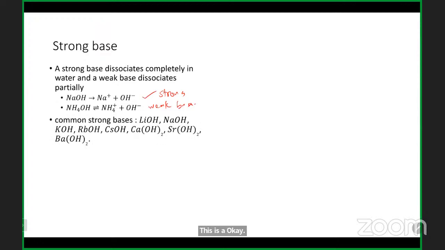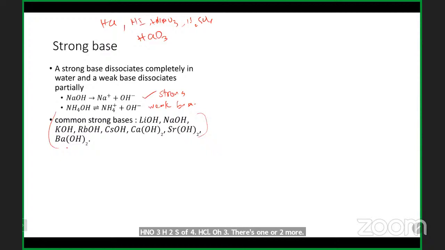The common strong acids that we would encounter are HCl, HI, HNO3, H2SO4, HClO3. There's one or two more. Every other acid other than these are not strong acids. Anyway, so that one is easy.